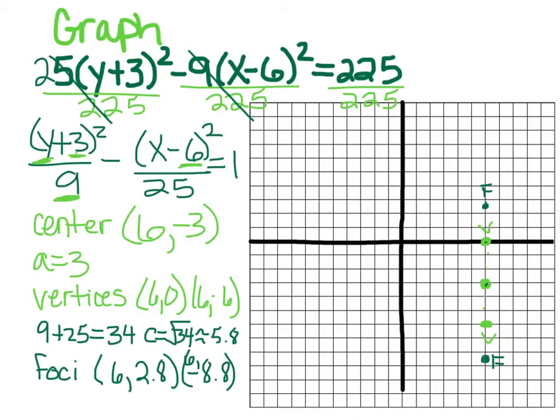All right, our asymptotes, this time we're going to rise 3, because in the y direction, we're going to rise 3. And then we're going to, in the x direction, run 5. So we're going up 3 and over 5.